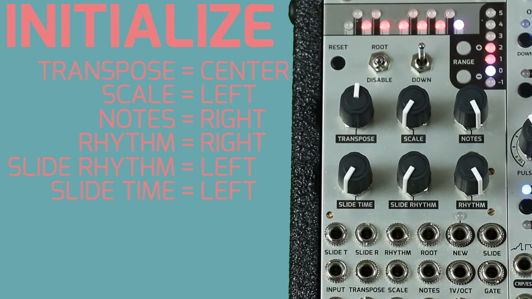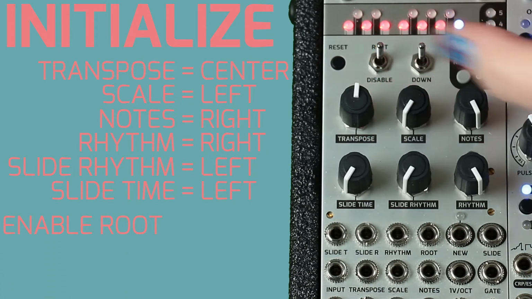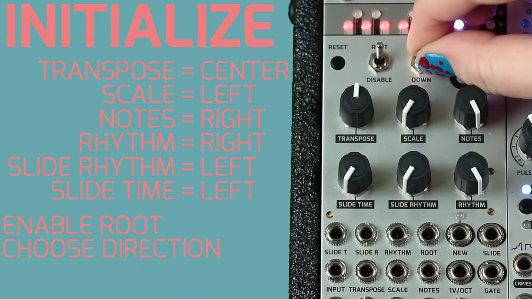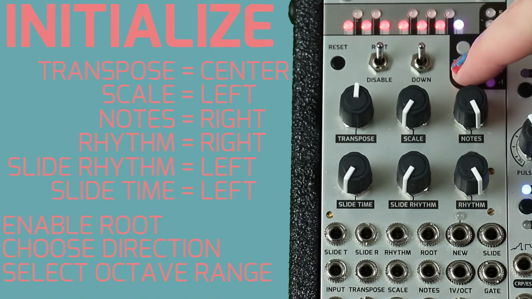Keep the root switch in the upward position so you can see what the root of your scale is. The up-down switch dictates the direction of your arpeggio. You can set this to whichever you'd like. Use the range buttons to expand or limit the octave range in your arpeggio.